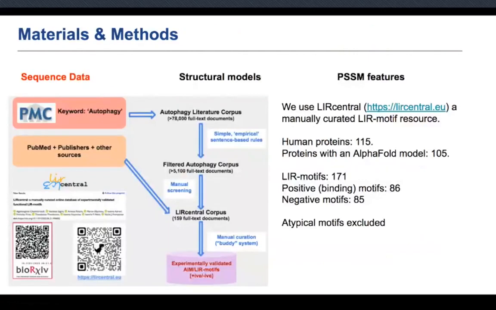To answer our questions, we rely on high-quality data from the LIR Central database, which we recently released online. LIR Central contains experimentally validated LIR-motifs manually curated from peer-reviewed publications. We concentrate on the human subset of LIR-motifs to avoid any species-specific compositional biases. Within proteins with available AlphaFold models, we could map 171 LIR-motifs. Surprisingly, this dataset was perfectly balanced in terms of positive and negative LIR-motif instances, which are very important as we will see in the following.